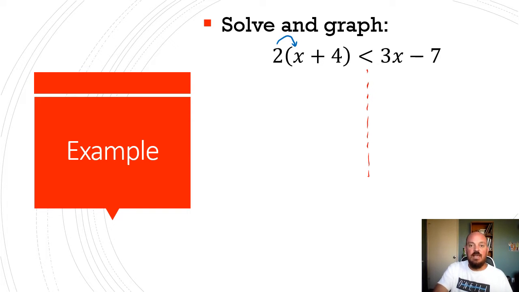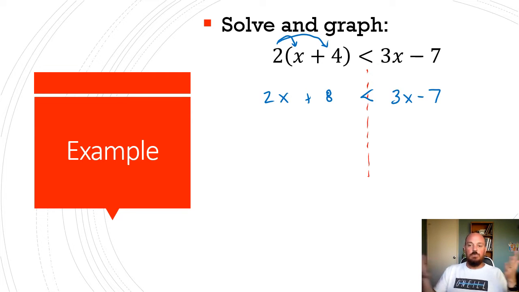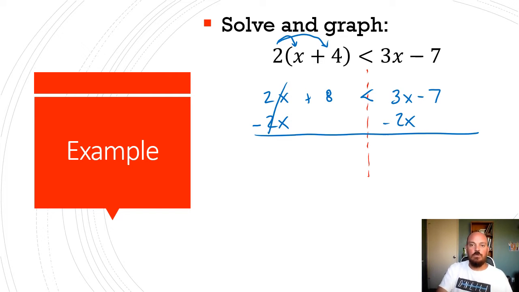So 2 times x is 2x, plus 2 times 4 is 8. We'll leave our less than, and we'll leave the 3x - 7. Okay, now I have x's on both sides. When you have that, you got to get rid of one of them. It actually doesn't matter which one you get rid of, but I like to get rid of the smaller one. So for my next step, I'm going to do a minus 2x to cancel out that 2x. And I'm going to do the same thing over here under the 3x. So those are gone. It leaves just an 8 is less than.